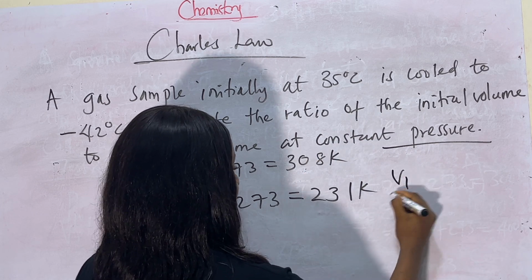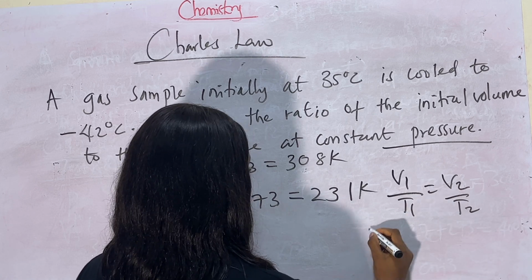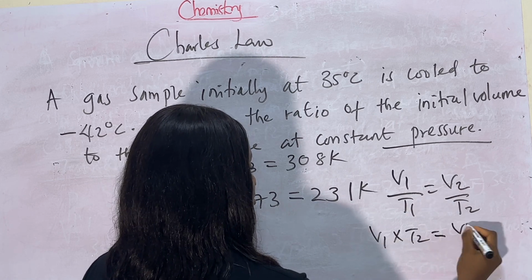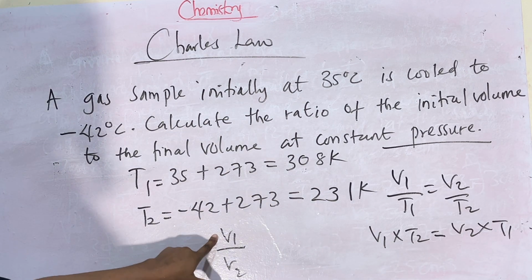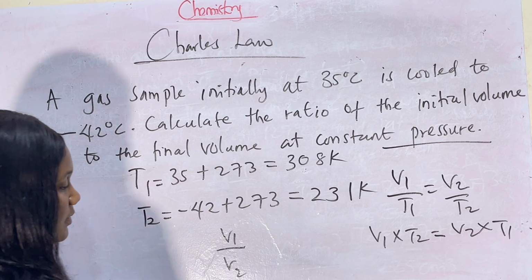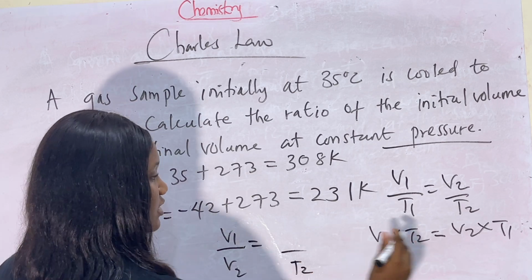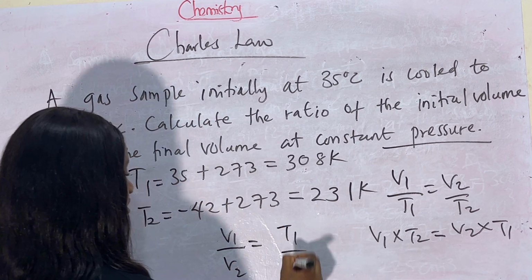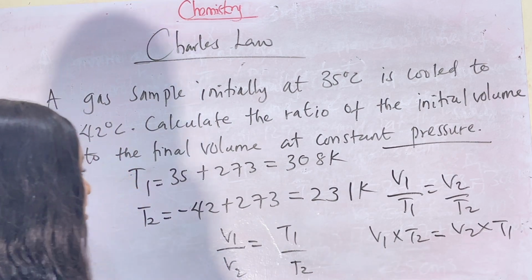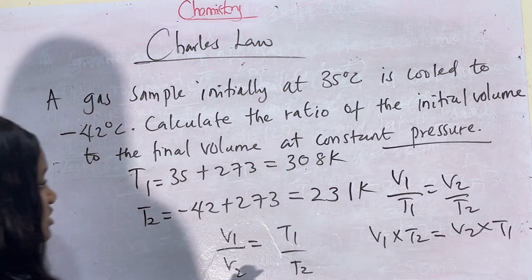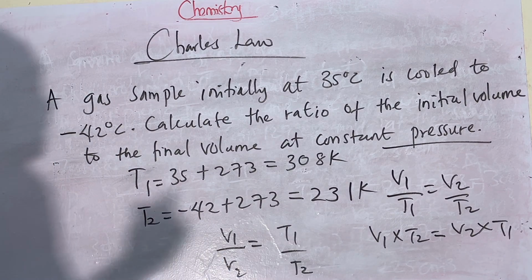Charles' equation has that V1 over T1 equals V2 over T2. If I cross multiply this, I'm going to have that V1 times T2 equals V2 times T1. So I'm being asked to look for the ratio of V1 over V2. Since I have V1 times T2 and V2 times T1, I'm going to use V1 over V2 equals T1 over T2. Now, do you get that?